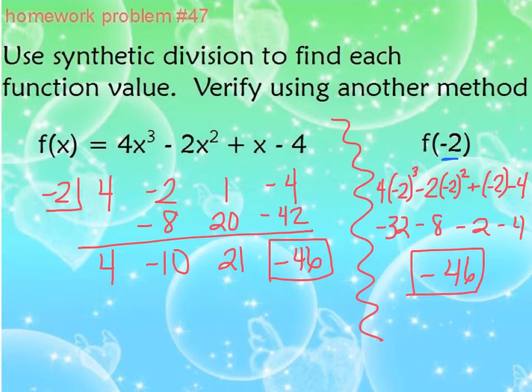Notice that you are supposed to be verifying, so you should be getting the same thing on both of these. If you didn't get the same thing, then you need to go back and check. One of them you did wrong. But that's the idea, is that when you evaluate the function, you should be getting the remainder.